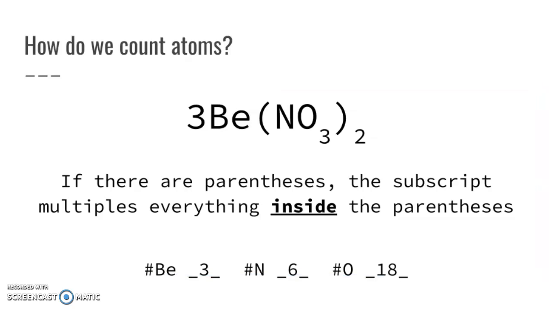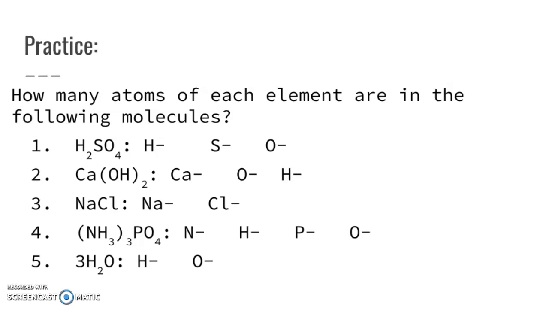So that's how many of each atom I have, okay? With some practice here, let's try it out, right? I want to know how many atoms are of each. So I look at my subscripts first, then my parentheses, then my coefficient, right? So my subscript here of H is 2. My subscript of S is 1. My subscript of O is 4. Okay. I don't have any parentheses and I don't have any coefficients, so this is my final answer.